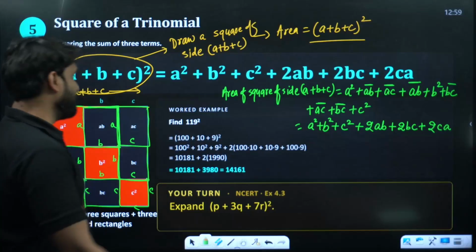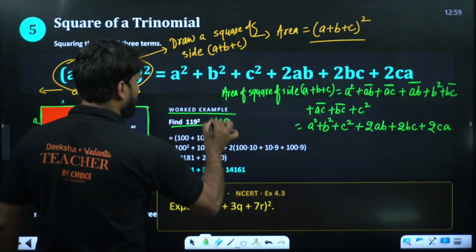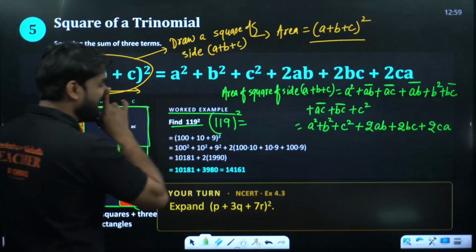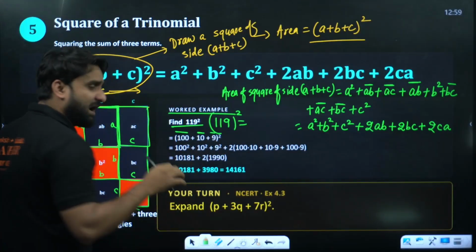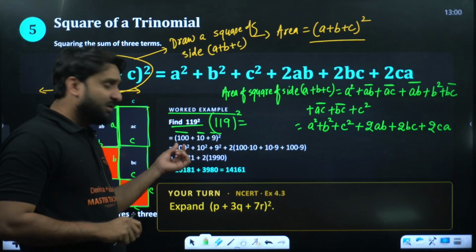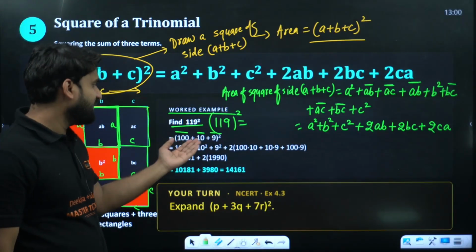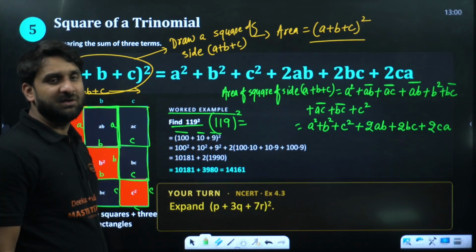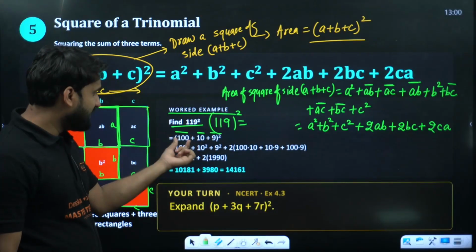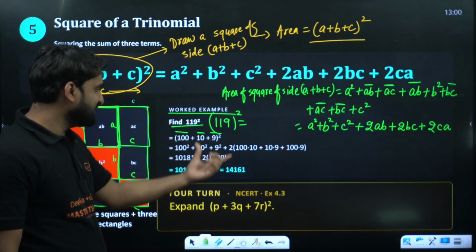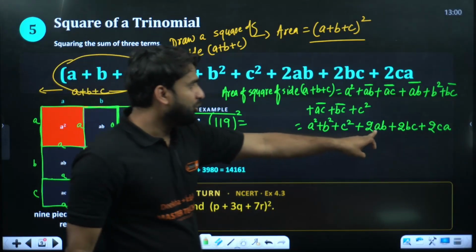So here is an example. Find the value of 119 square. 119 can be written as 100 plus 10 plus 9. Our target is to write the number with 1 and 0, so that the calculation will become comfortable. We can square 100 easily, we can square 10 easily. That's why we convert the number in this form. So A is 100, B is 10 and 9 is C. So A square plus B square plus C square plus 2AB.